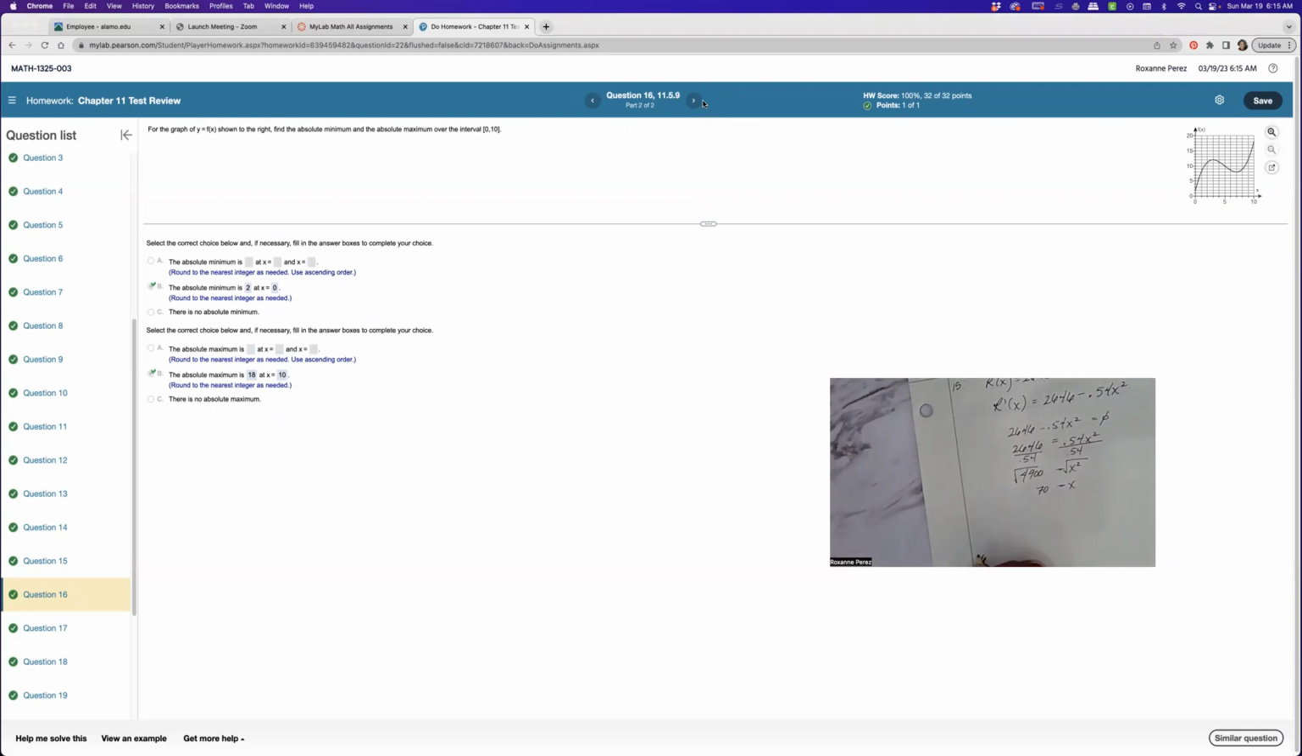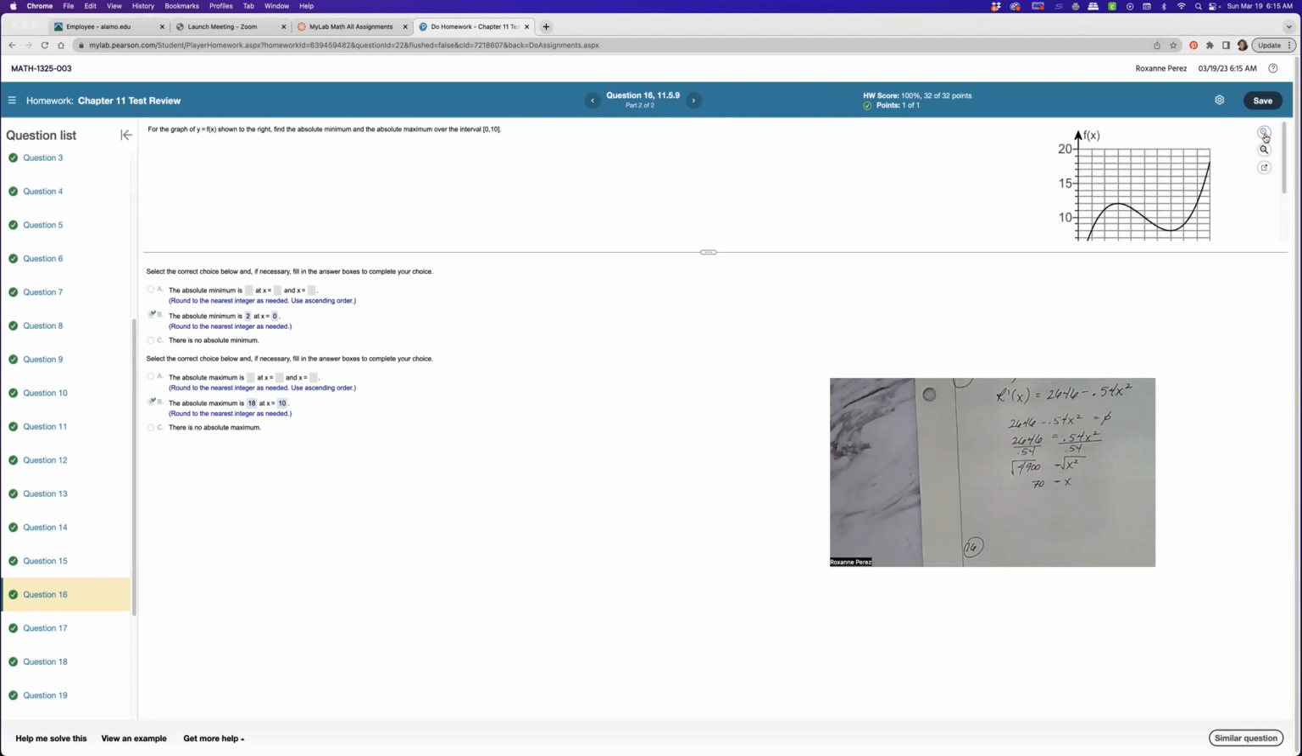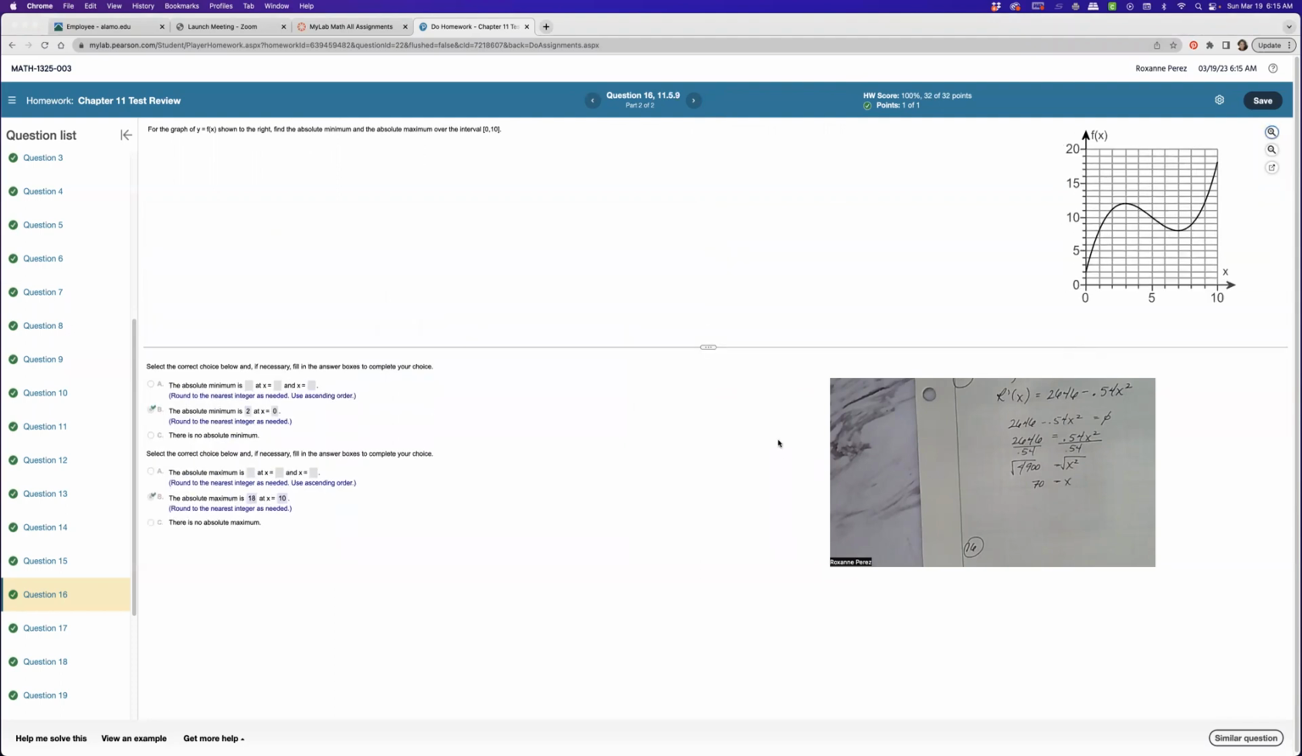Okay, 16. Find the absolute minima, absolute maxima for this graph. So here we're going to make this graph as large as possible. Okay. And this is telling us over the interval from 0 to 10. So on these functions that are depicted here, make sure you're paying close attention to the intervals that they're asking you to evaluate over, okay?